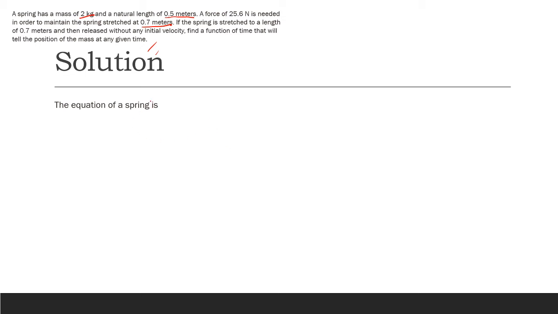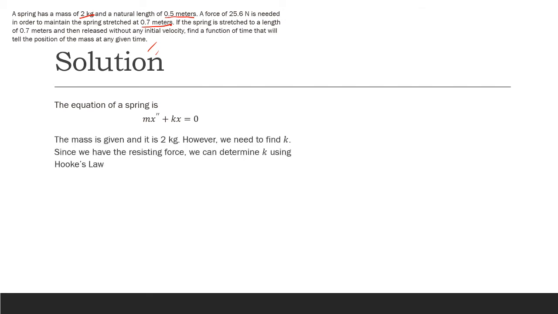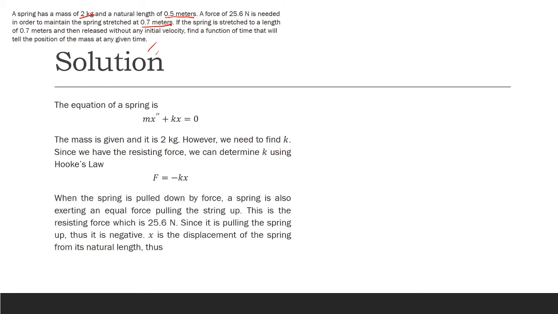Now, ayan, proceed na tayo with solving. So, the equation of the spring class is we have mx double prime plus kx is equal to 0. We have to find the values na wala tayo dyan. The mass is given, that's 2 kg. However, hindi pa rin natin alam yung k. Now, to find k, pwedeng gamitin natin yung mg is equal to kx. Pwede rin naman na Hooke's law na lang. Remember, in Hooke's law, that's f is equal to negative kx.